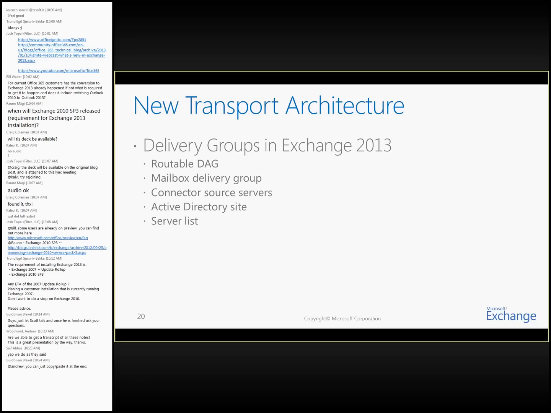And the last one is the server list. And this is a collection of one or more Exchange 2010 hub transport servers or Exchange 2013 mailbox servers that are configured as distribution group expansion servers. And then the expansion server ends up being the routing destination serviced by this delivery group, the server list delivery group.